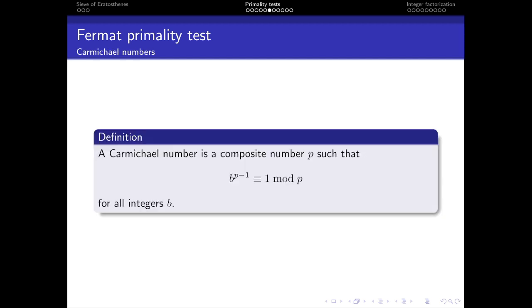They are called Carmichael numbers, and a Carmichael number is a composite number p such that b to the p minus 1 is congruent to 1 modulo p for all integers b. What this means is that even if we actually cycle through all possible bases, like an example I just suggested a second ago, there are some composite numbers where this is practically irrelevant because Fermat's theorem holds for any base b in this case.